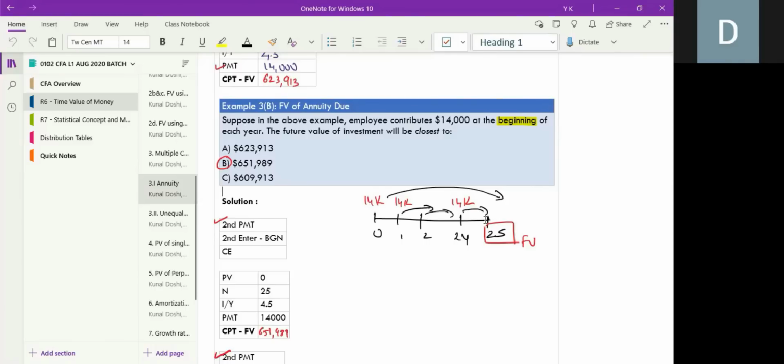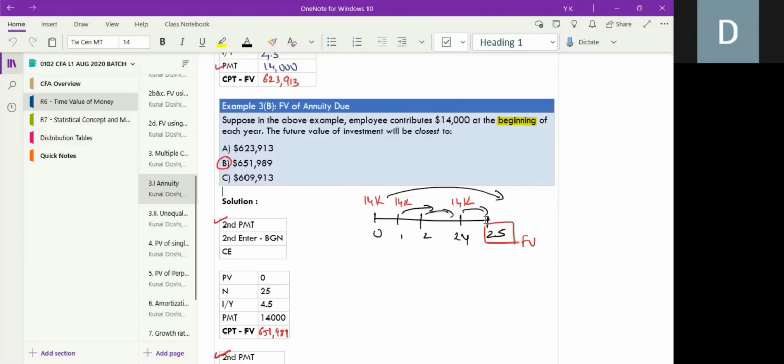24th year, right? If your calculator was set at the end mode, it would give you the future value at what point? End of 25th year. No.